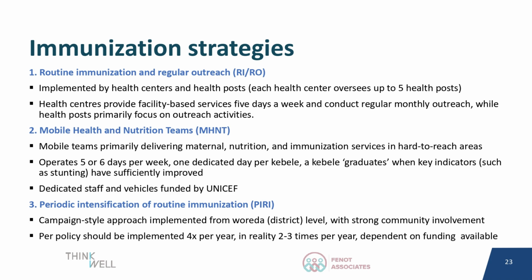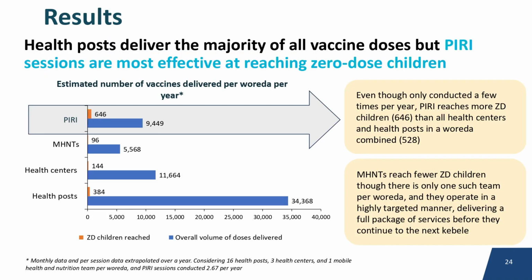The third strategy is what is called periodic intensification of routine immunization, or PIRI, that Abdi will talk about soon. It's a campaign-style approach that is implemented in every warada with strong community engagement. By design, PIRIs are supposed to happen 4 times per year. But in reality, we found they only happen 2 or 3 times per year, depending on resource availability. Let me stop there and give it to Abdi to go through the findings. Thank you.